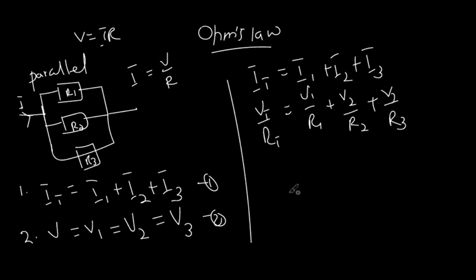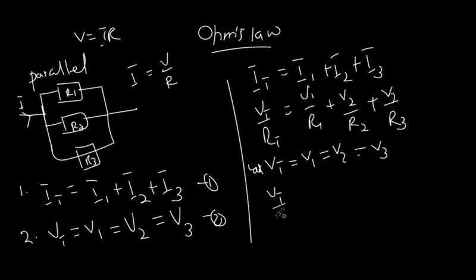Now if this is the case, then from the second assumption we have over here, the total voltage, V total, is equal to V1, which is equal to V2, which is equal to V3. So in place of V1, V2, V3, we can put V total over there. So we have what?